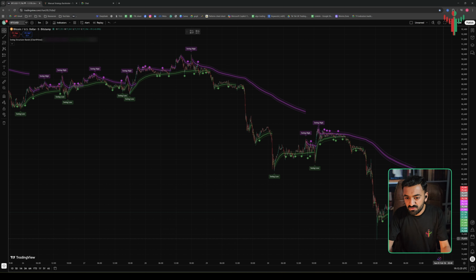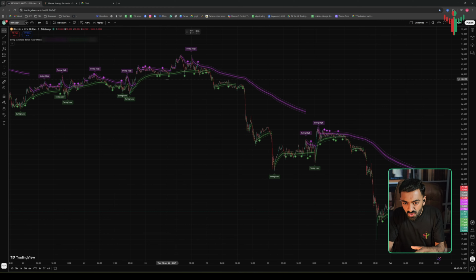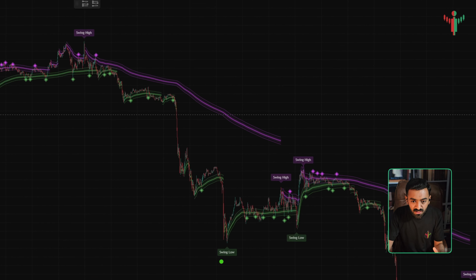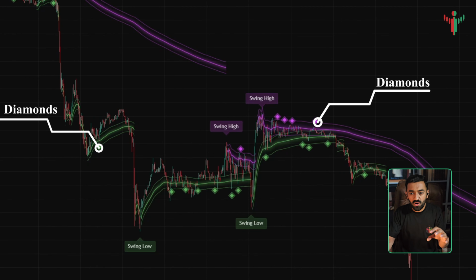Simply let's move to my screen, and here you can see I'm using the swing structure bands indicator. Here on the chart you can see swing low, swing high, and there are some diamonds. So first of all, let me show you when to open a sell trade.